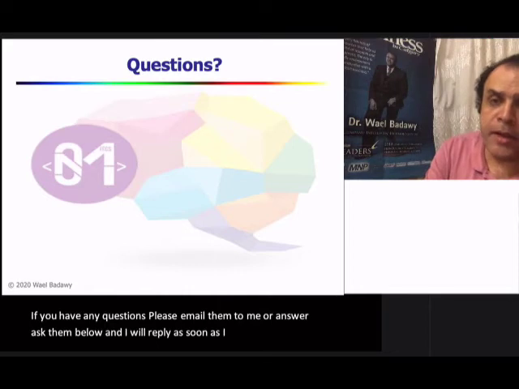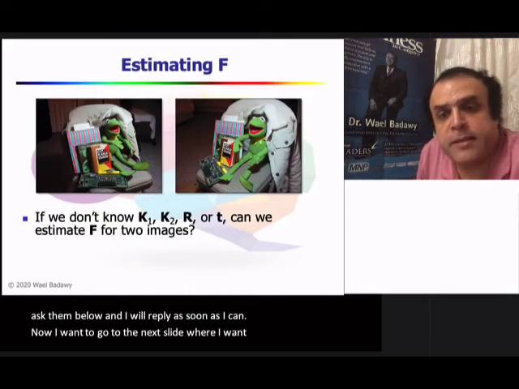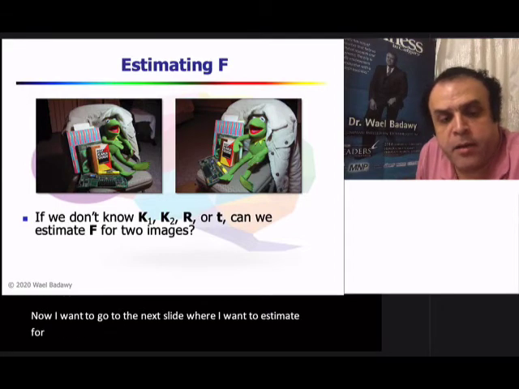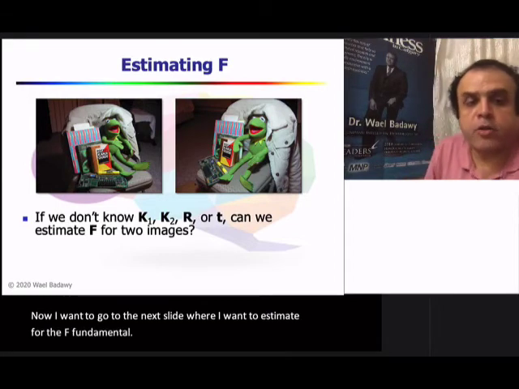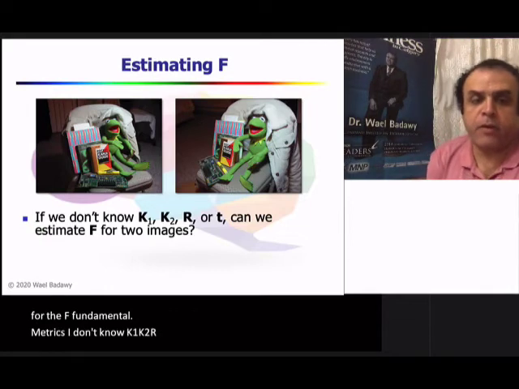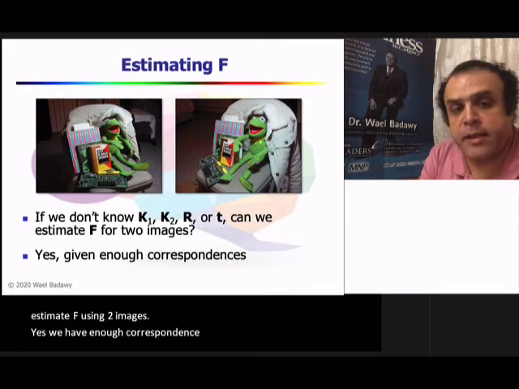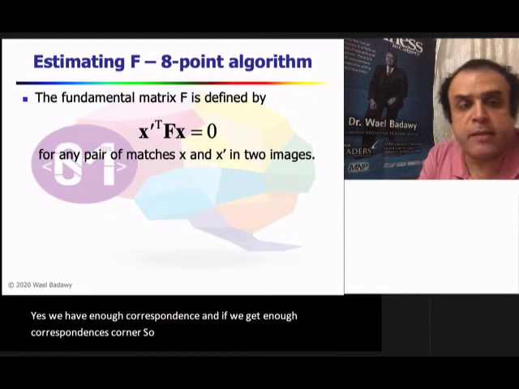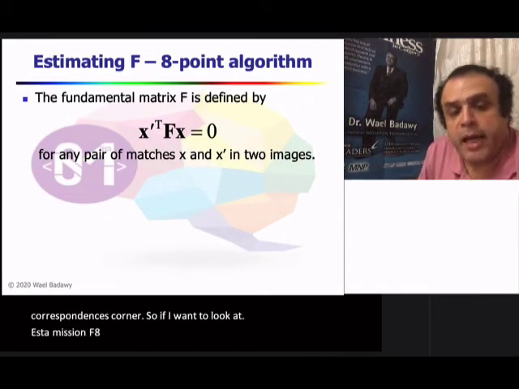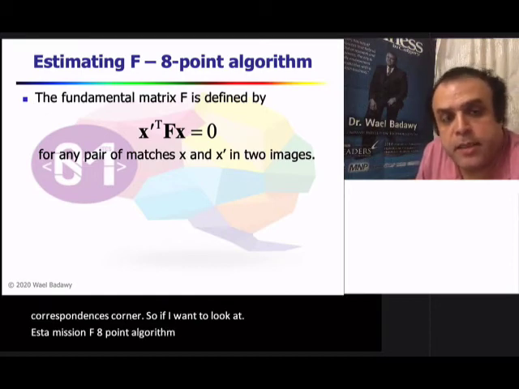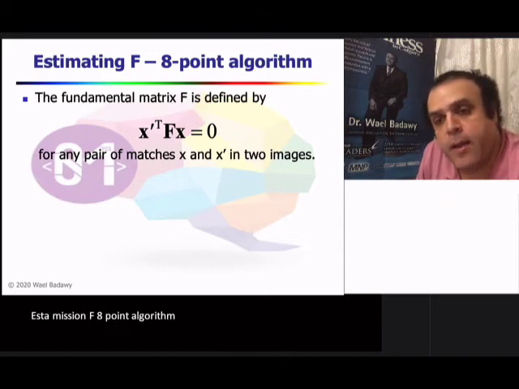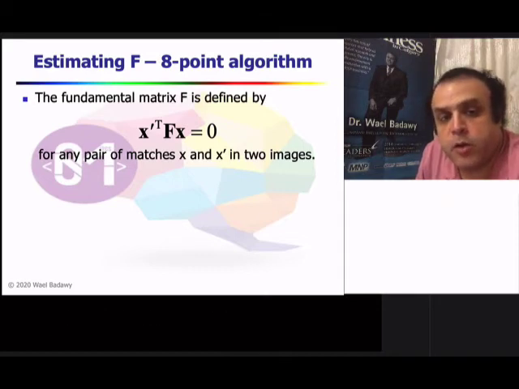Now I want to go to the next slide, where I want to estimate F, the fundamental matrix. I don't know K1, K2, R, and T. However, we can estimate F using two images, if we have enough correspondences. So let's look at the estimation of F with the 8-point algorithm. This algorithm is not meant for you to study in depth; it's an algorithm you can practice in OpenCV or in the tutorial to understand it. However, some fundamental operations need to be given in this particular course, so I will explain it in a nutshell.